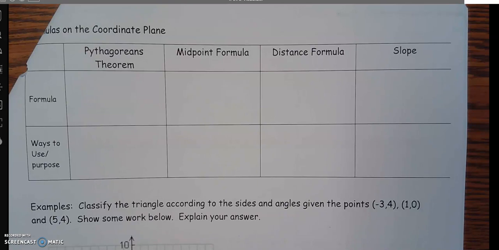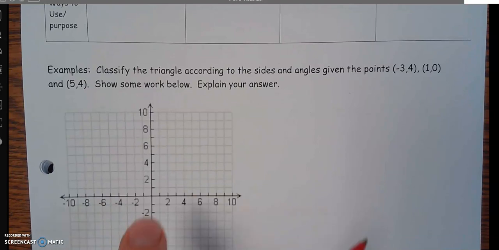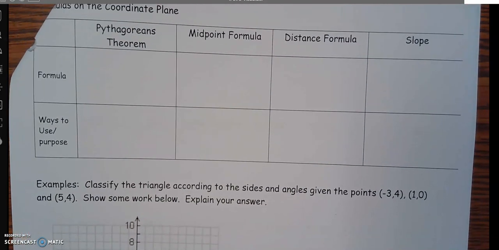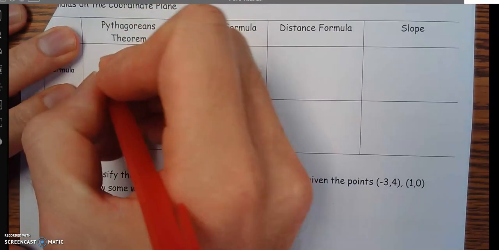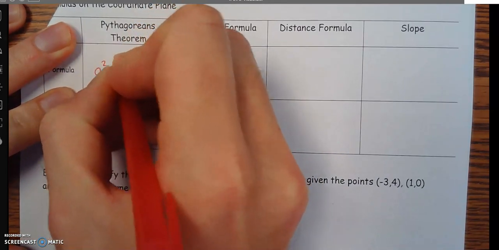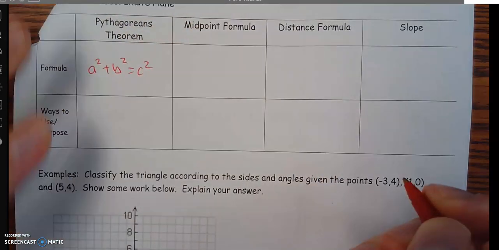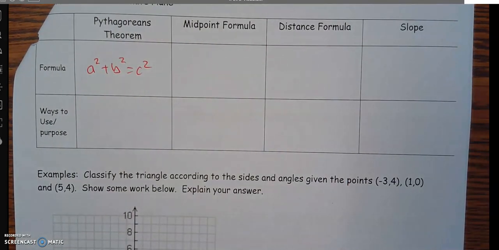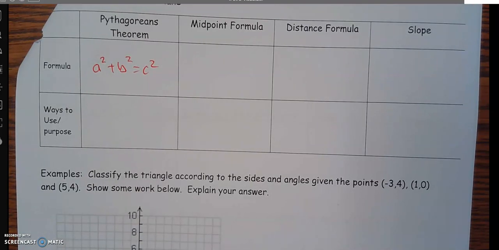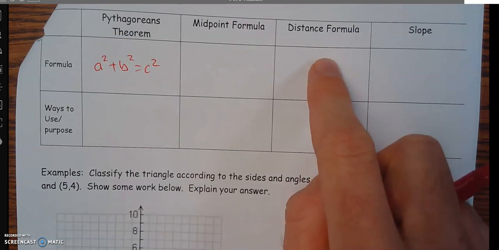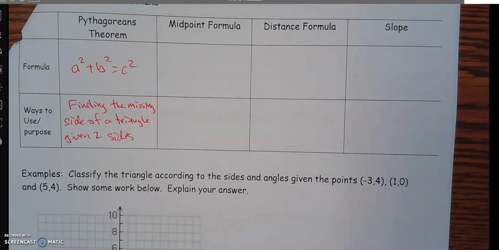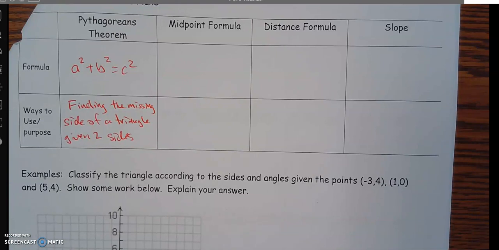Another random thought from the prerequisite unit is formulas in the coordinate plane. So we're talking about the coordinate plane, which is this down here. And some formulas we're going to be using a lot: the Pythagorean theorem, which is a squared plus b squared equals c squared. How we use that is we're trying to find the missing side of a triangle given two sides. Eventually it applies to the distance formula, but we'll stick with that for now. So as long as I know two sides, I can find the third.